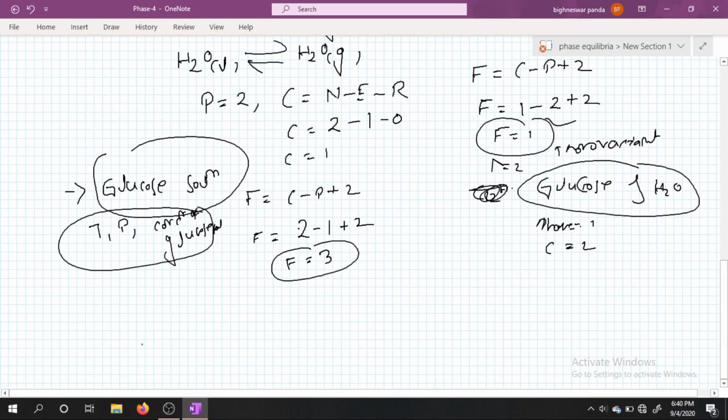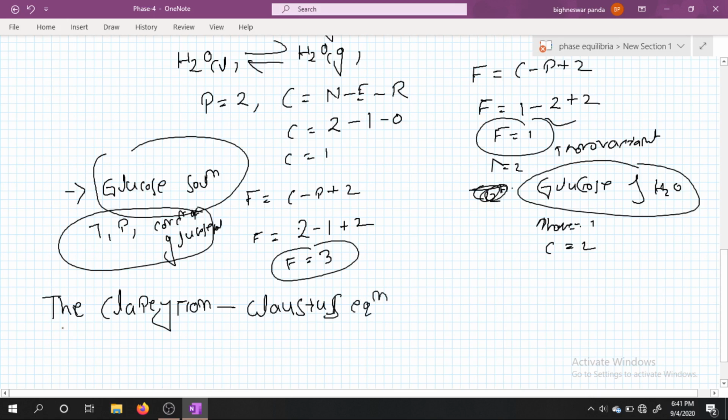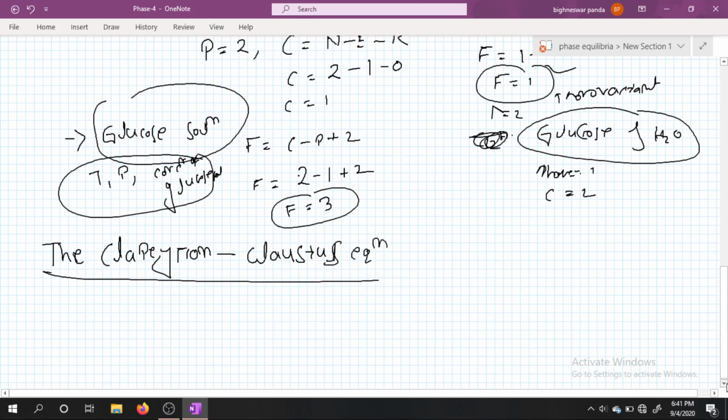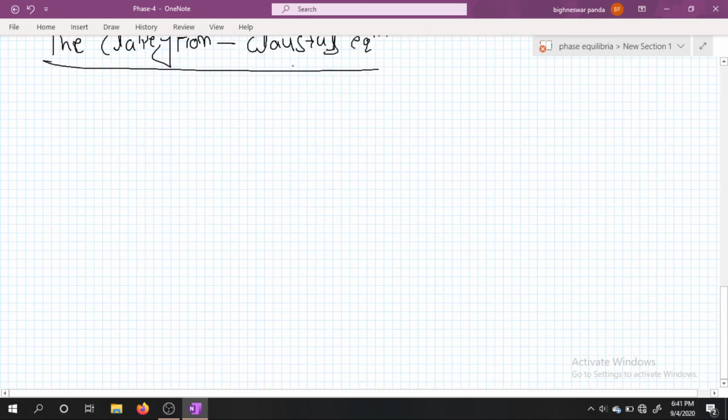Now we are going to discuss the Clapeyron-Clausius equation.